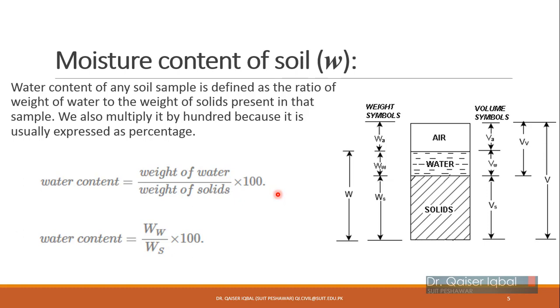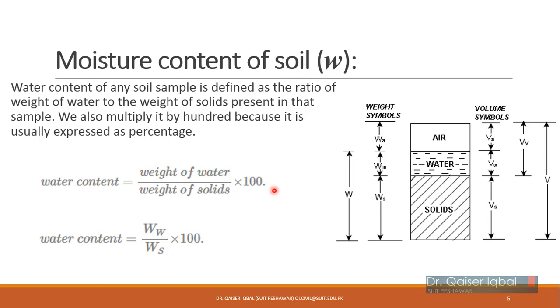The moisture content is simply defined as the ratio of weight of water in soil to the weight of the soil solids. Commonly it is expressed in percentage, so we multiply it by 100. Any ratio, if you multiply it with 100, will give us the value in percentage. Otherwise, in numerator and denominator you have weights, so it will be a unitless quantity. If you multiply it with 100, then you can represent it in percentage.